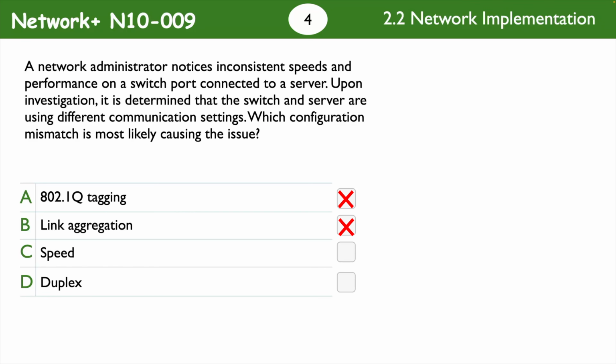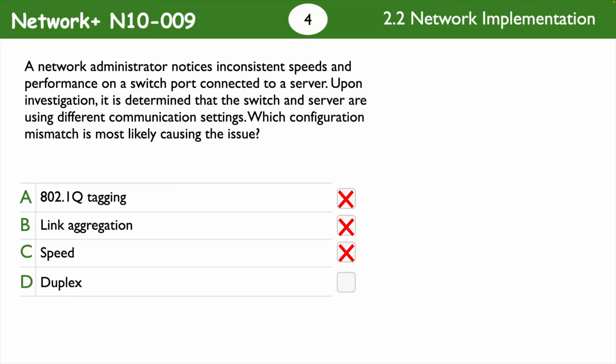For B, link aggregation, that's going to combine multiple physical links into a logical connection for increased bandwidth and redundancy, but it does not involve mismatched speed. For C, speed mismatches can cause a link to fail to establish. However, most modern devices use auto-negotiation to align speeds, making this a less likely scenario.